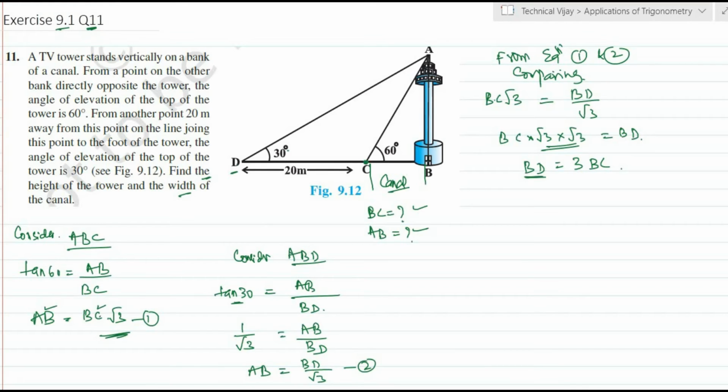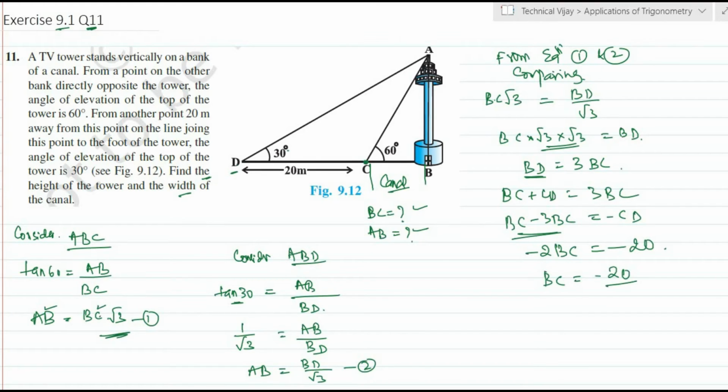So now total BD, what can we write? That is BC plus CD. Here BC plus CD is equal to 3 into BC. So BC minus 3 BC is equal to minus CD. So minus 2 BC is equal to minus CD, which is equal to minus 20. So BC is equal to minus 20 divided by minus 2. So BC is equal to 10 meters.